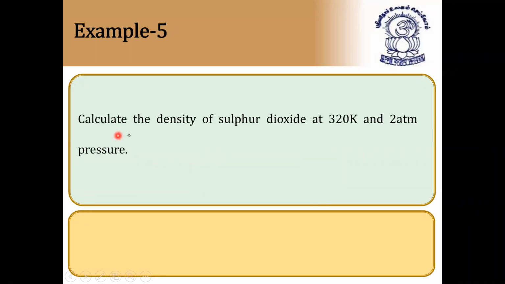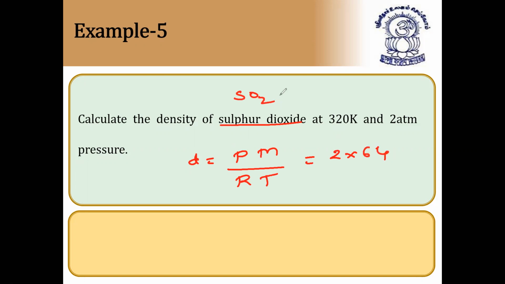Next question. Calculate the density of sulfur dioxide at 320 kelvins and 2 atmospheric pressure. Very important. This we have already done. So density is equal to P into molecular weight by R into T. Simple formula. So pressure is given as 2 atmospheres. Molecular weight of sulfur dioxide: sulfur is 32 plus oxygen is 32, which is equal to 64. So 2 into 64 divided by R value, which is 0.0821.